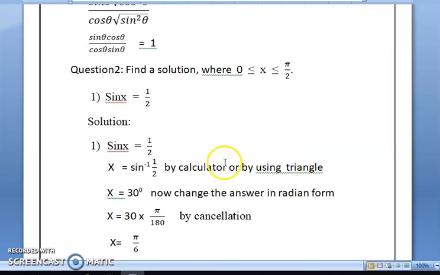For this part, we have the question sin x is equal to 1 over 2. We have to find the value of x. So we have to take the inverse, sin inverse of 1 by 2. We can calculate by calculator or by using the triangle. So it is 30 degrees. In trigonometry, we give the answers in radians. So in order to convert degrees into radians, we multiply by pi over 180 degrees. So its answer is pi over 6.